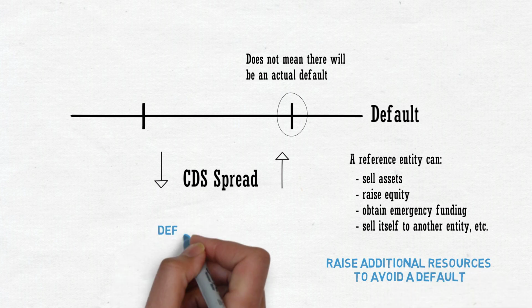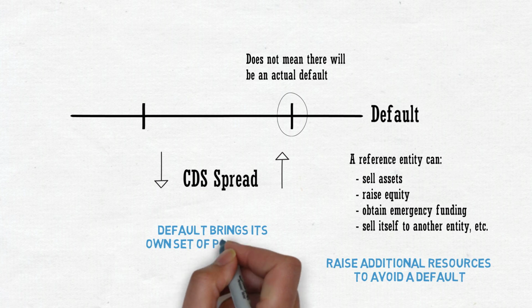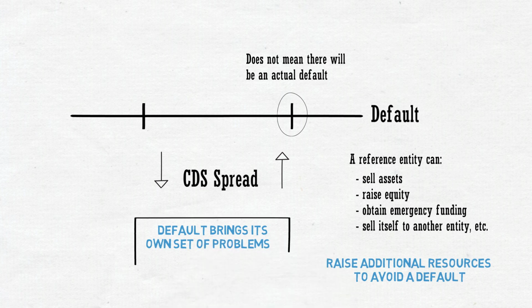Plus, you need to understand that a default brings its own set of problems. It damages the reputation of the reference entity, it transfers the ownership, brings about a change in the management, creates labor unrest, political problems. You get the drift. There are many problems that can arise if a reference entity voluntarily chooses to default. While that does not mean that a default should be and always is avoided at all costs, what it means is that it is a situation that's best avoided most of the time.